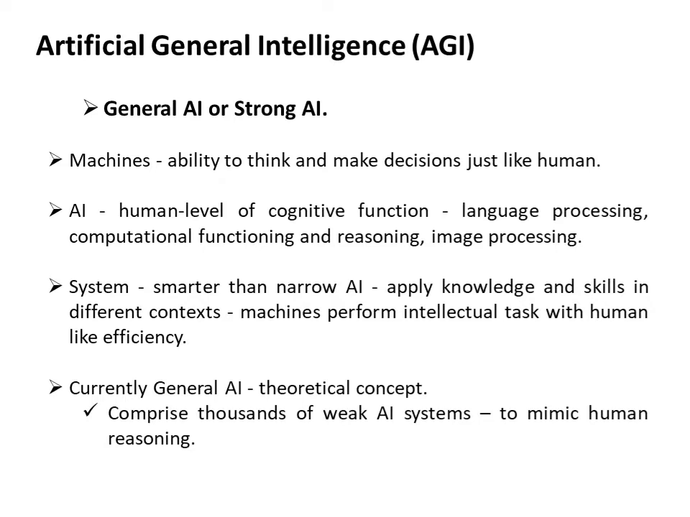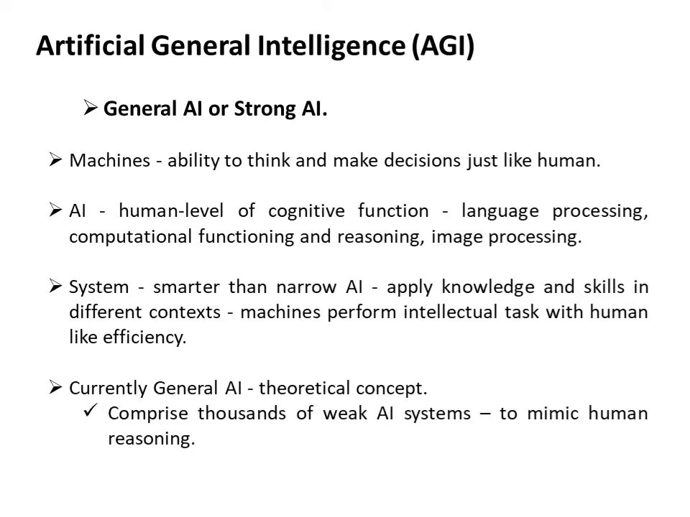Next comes artificial general intelligence, which is also known as general AI or strong AI. General AI is a stage in the evolution of artificial intelligence wherein machines will possess the ability to think and make decisions just like humans. Here, AI has human level of cognitive function across a wide variety of domains like language processing, computational function and reasoning, image processing, and so on. So, the basic idea behind strong AI is to make a system even smarter than narrow AI by allowing machines to apply knowledge and skills in different contexts and help the machines perform intellectual tasks with human-like efficiency.